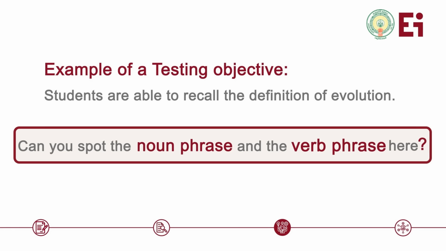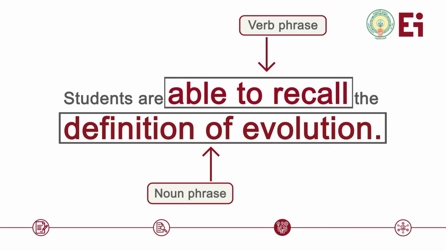Read this example of a testing objective for biology. It asks to test if students can recall the definition of evolution. Can you spot the noun phrase and the verb phrase here? Remember, the noun phrase tells about the knowledge or content aspect, and the verb phrase tells us about the cognitive process or skill aspect. That is easy. Definition of evolution is the noun phrase and able to recall is the verb phrase.